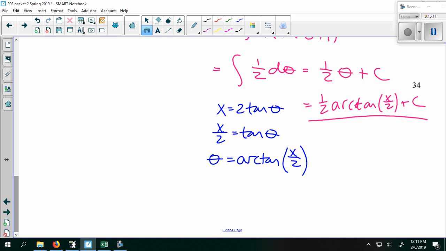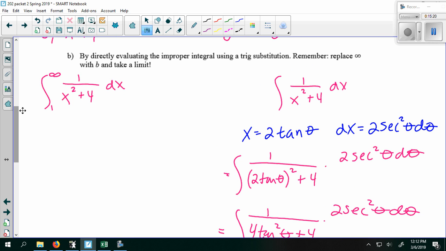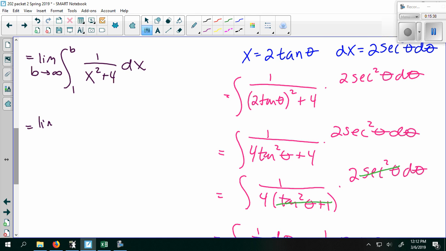So that's my antiderivative. Now I'm going to do the whole definite integral with the bounds of integration, now that I have an antiderivative. Scroll way back up to the original integral. So instead of integrating from 1 to infinity, I'm going to integrate from 1 to b and take a limit as b goes to infinity. So this is the limit as b goes to infinity of the antiderivative of 1 over x squared plus 4, which I just found out was 1/2 arctan of x over 2, evaluated from 1 to b.